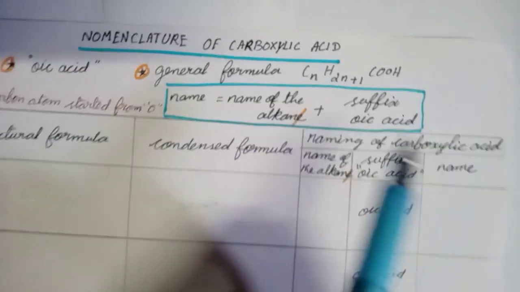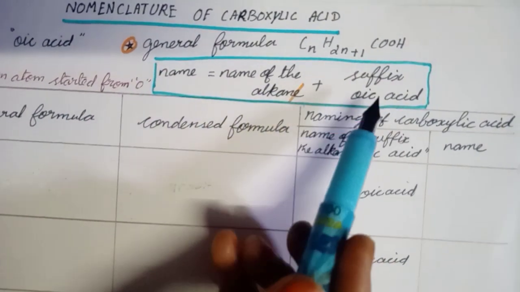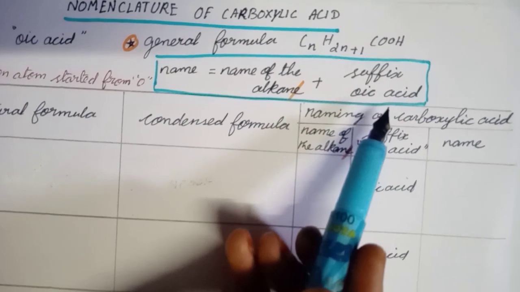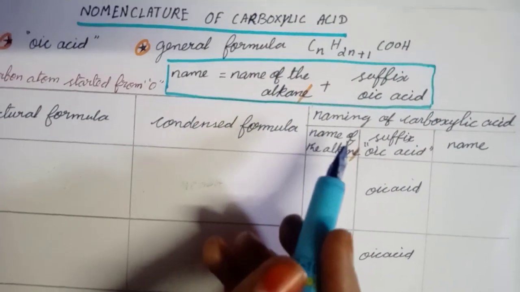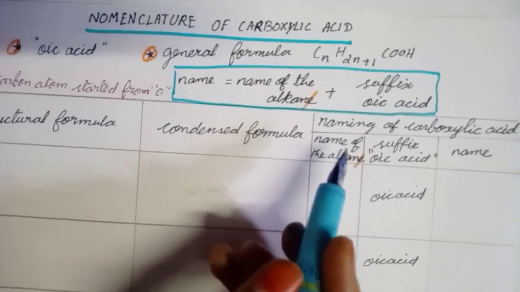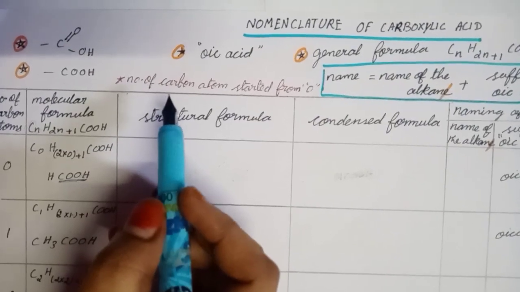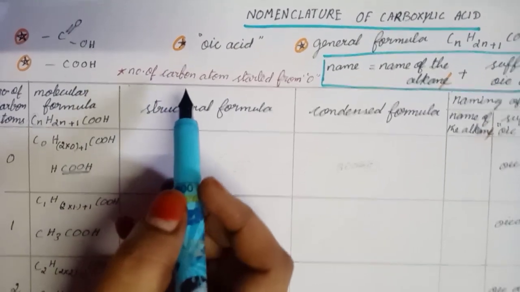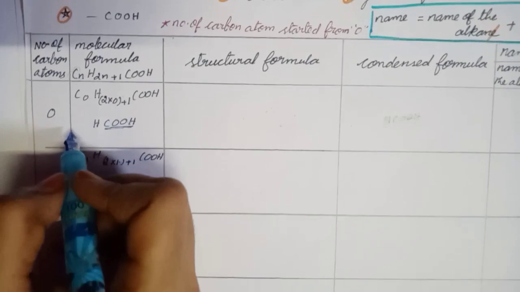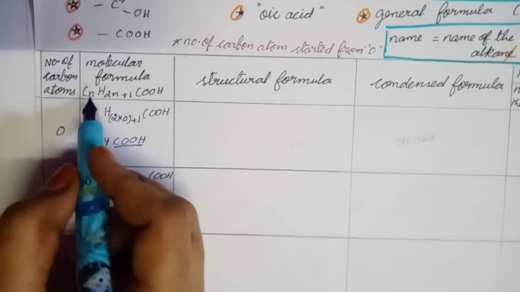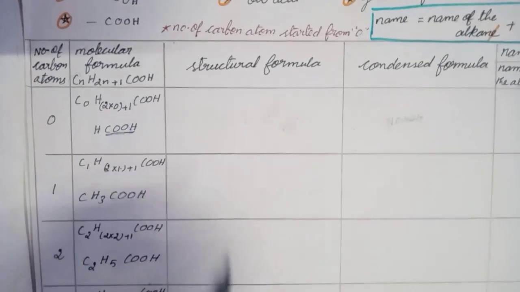So how do we give the name? Name is equal to the name of the alkane plus the suffix oic acid. We cancel the E and merge the name plus suffix. Carboxylic acid also starts from carbon number 0. First we write the number of carbon 0. Here I substitute in the molecular formula, n is equal to 0. So what does it mean?